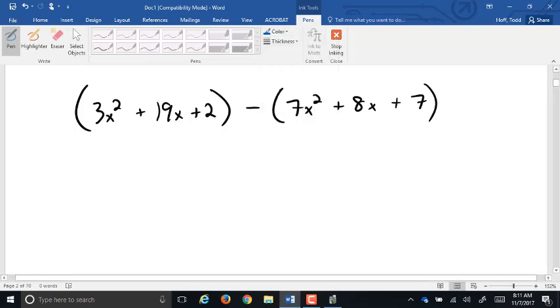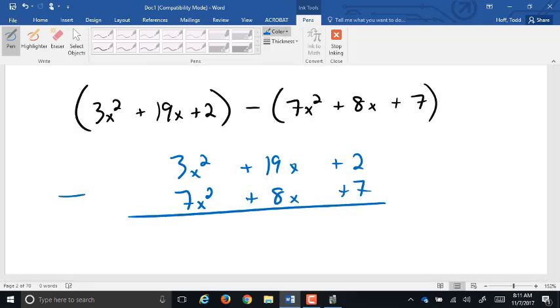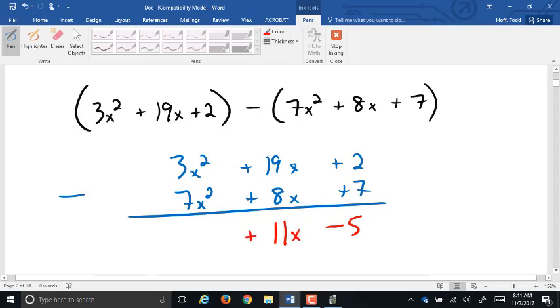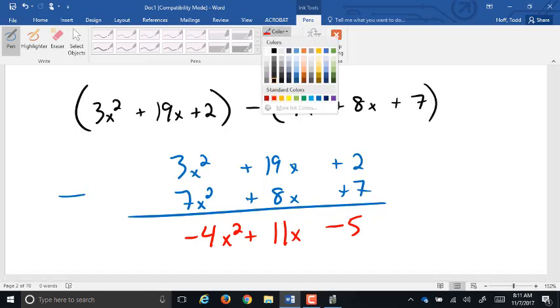So we've got something like this, 3x squared plus 19x plus 2. And just like addition, we must have the same name to subtract. So I line up my place values. But we are subtracting down the columns. 2 minus 7, negative 5. Again, that negative becomes a minus that connects it to the next term. 19x minus 8x, 11x. And since it's positive, we'll put a plus there to connect it. 3x squared minus 7x squared, negative 4x squared. So that wasn't so bad.